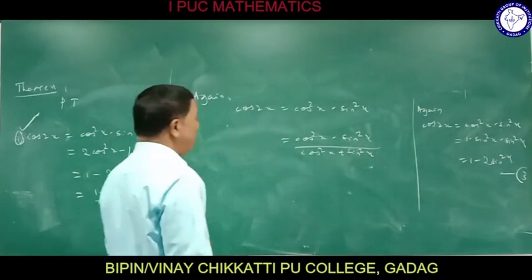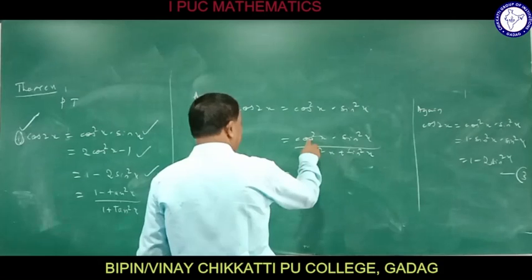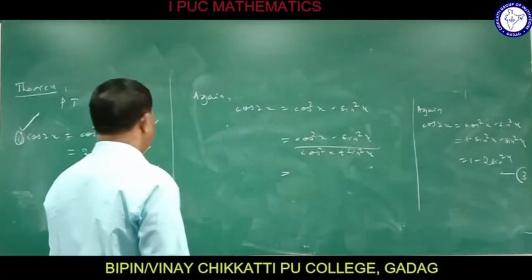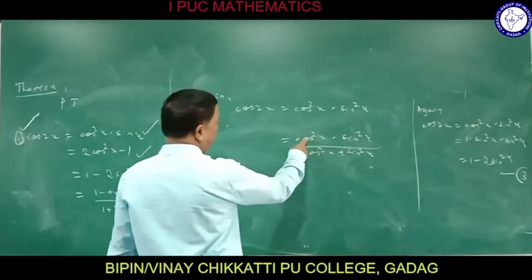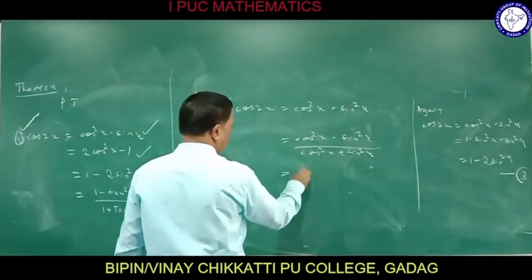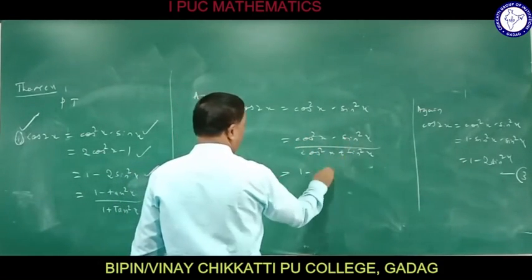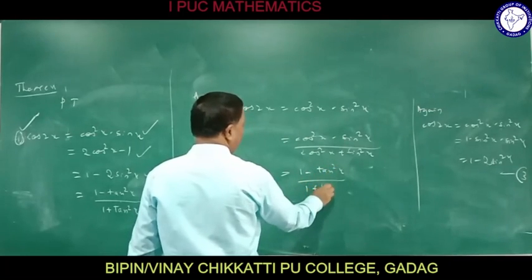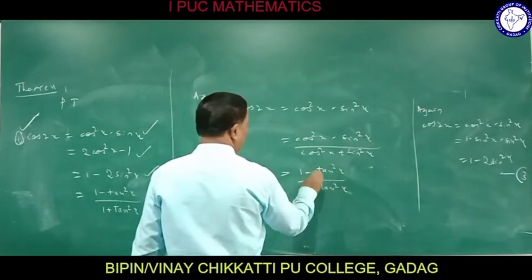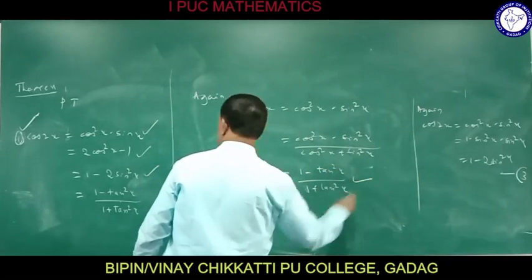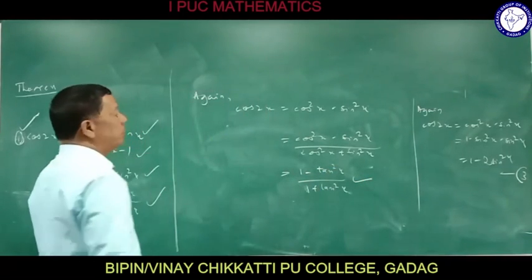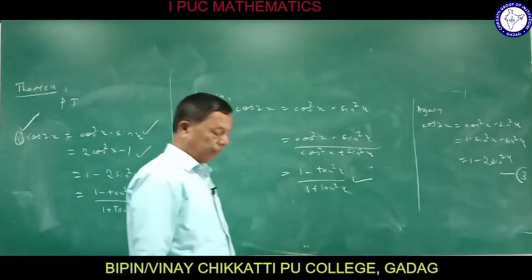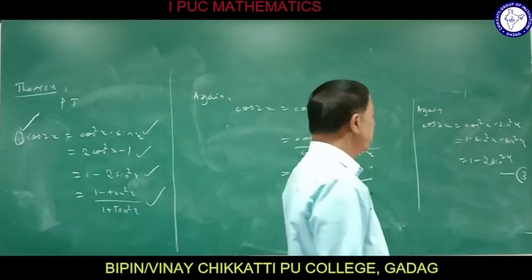So there is no change. Then what I do is divide the numerator and denominator by cos square x. The numerator, cos square x by cos square x, is 1, and sin square by cos square means tan square x. And here, 1 plus tan square x. You have understood that this is the result you have got. This is the way how we have proved cos 2x.